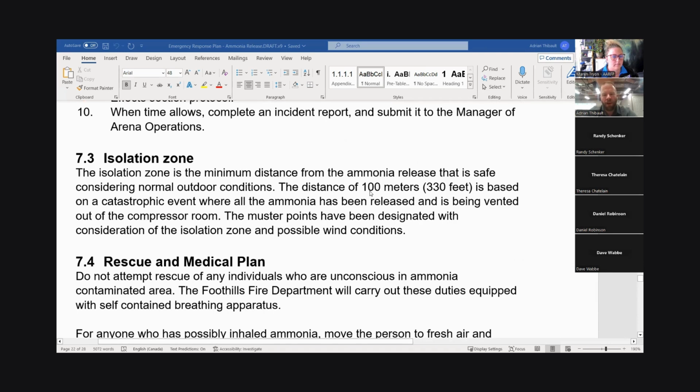I talked about the isolation zone. It was 330 feet, 100 meters. So you've got your circle, just draw it out in Google Maps. You can measure that out, or if you need to, take a yard wheel and go ahead and do that.